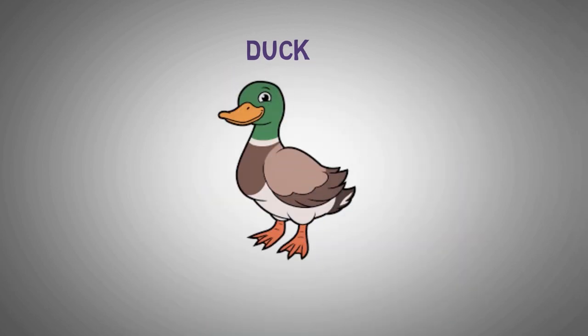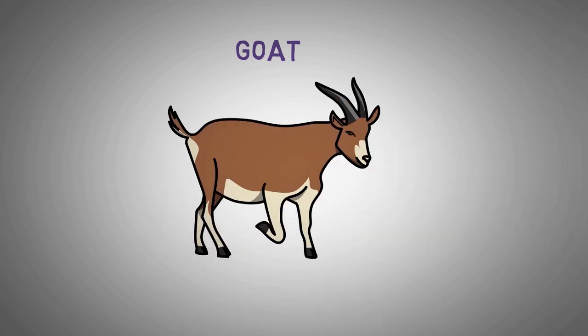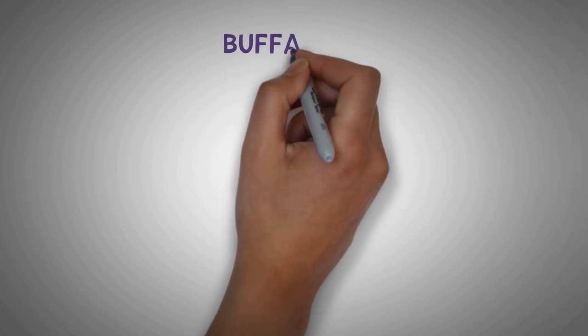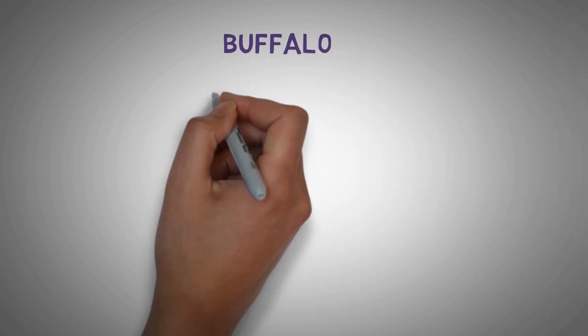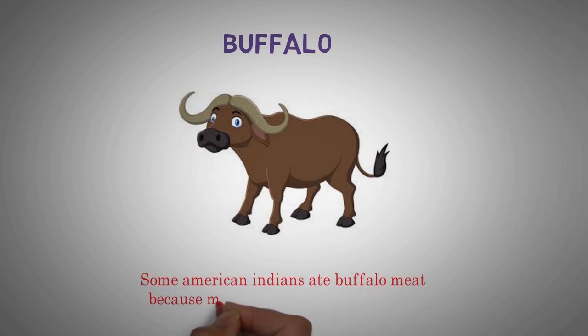Duck. Ducks are raised very much in wetlands. Goat. This goat is old. Buffalo. Some American Indians ate buffalo meat because many buffalo lived near them.